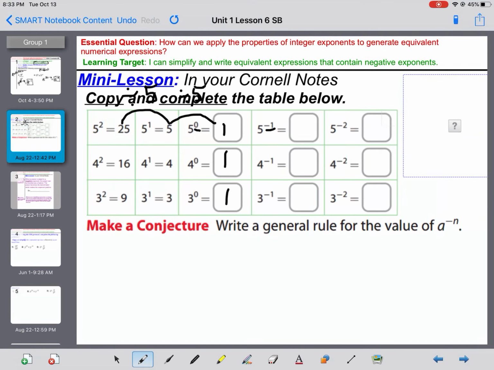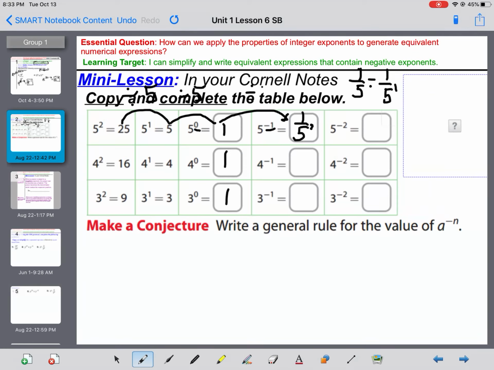Notice how the exponent changes from 0 to negative 1, right? Every single time that the exponent decreases by 1, we're going to divide by the base. So if we continue this pattern of dividing by 5, 1 divided by 5 is equal to 1 over 5. Or in this case, 1 over 5 to the first power. So this is going to be 1 over 5 to the first power.